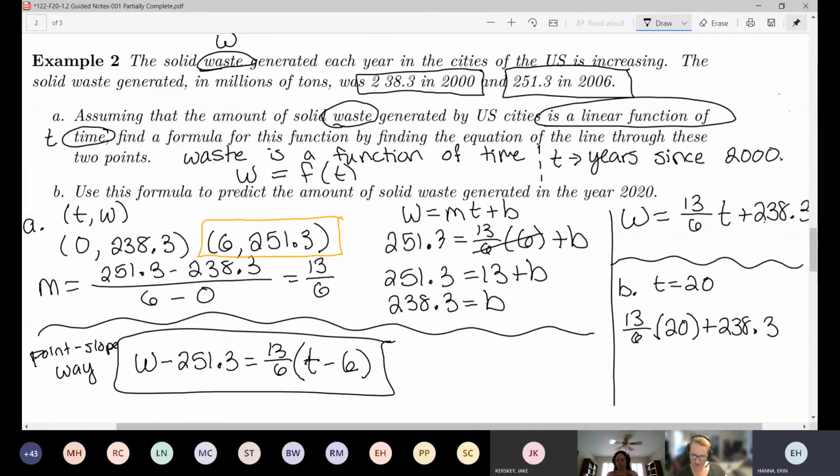I trust and believe we could type that into a calculator. What this is going to give you is approximately 281.6. One last thing is that we should put the units on this. So we got to go back and find what the units of the solid waste were. So I'm going to reread the problem. The solid waste generated in millions of tons. So this would be millions of tons.